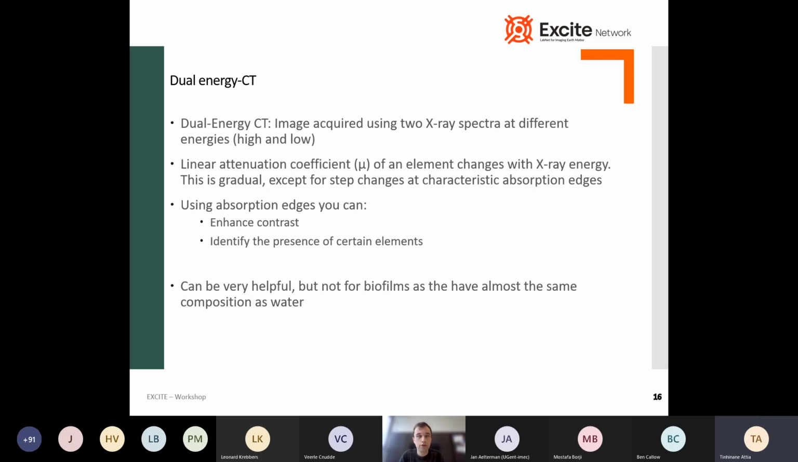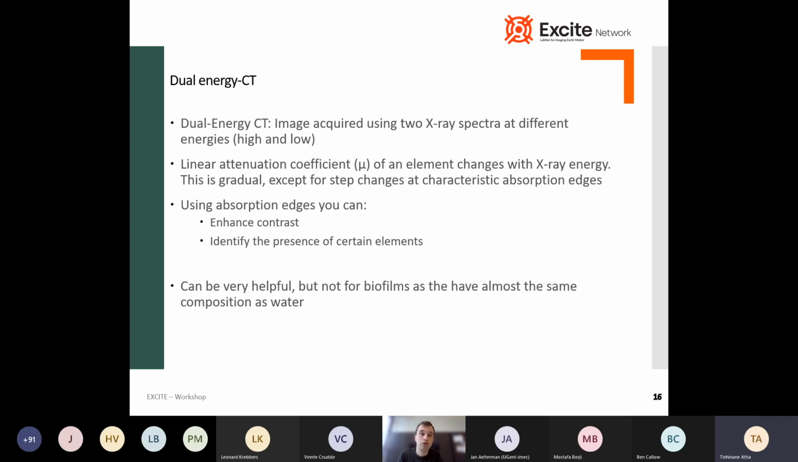This can be very helpful, but of course it's not helpful for biofilms just like that, because the biofilm is basically 99% water, so it will be very hard to distinguish something else with this technique, although you could use a contrast agent here also, which might not be sufficient to visualize the biofilm just like that. But with dual energy, you can maybe track down where that element of your contrast agent is sitting or absorbed, and then you can also visualize the biofilm. So these were the main methods for how you can enhance contrast.